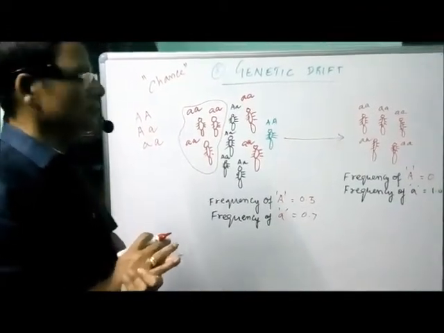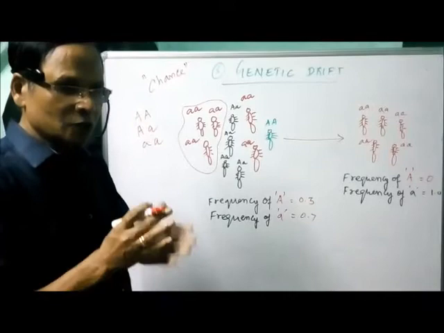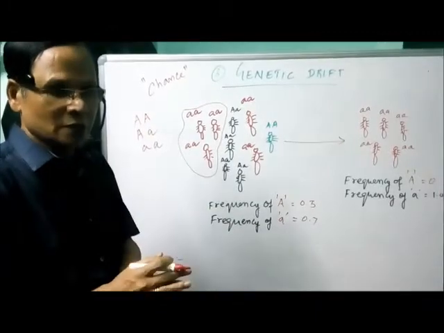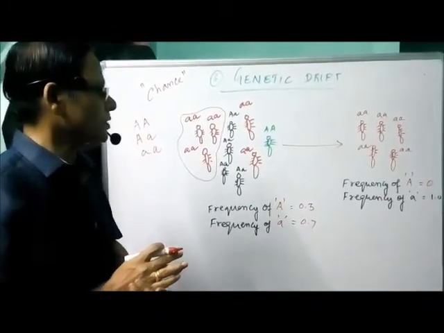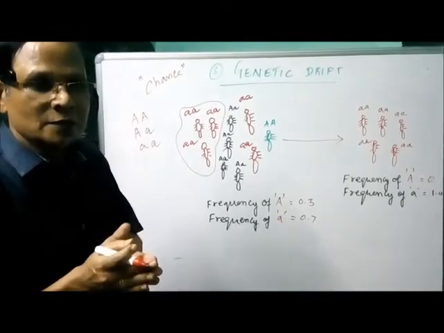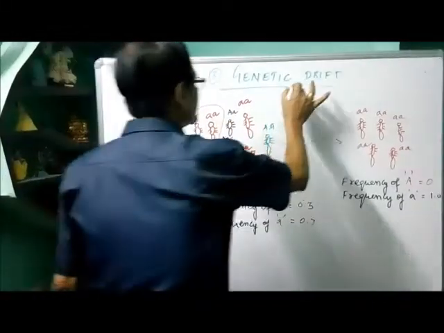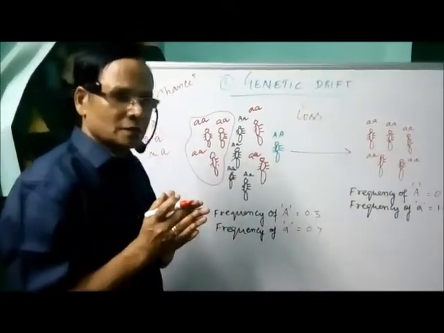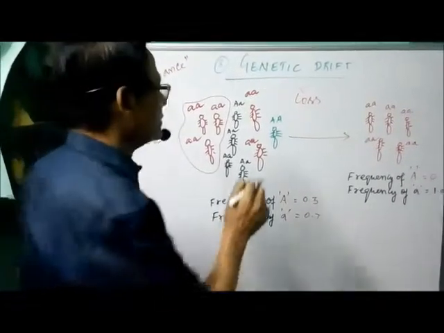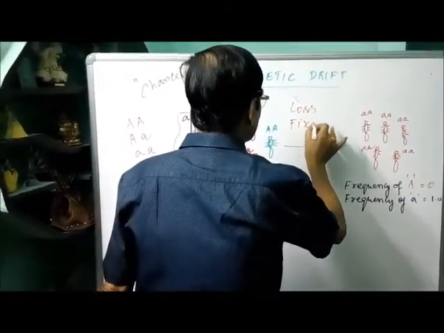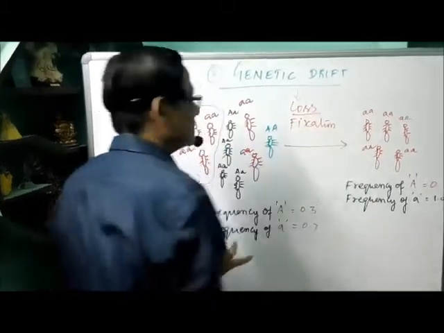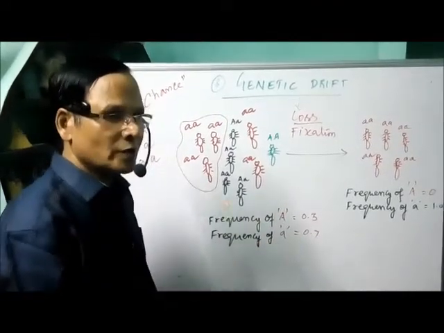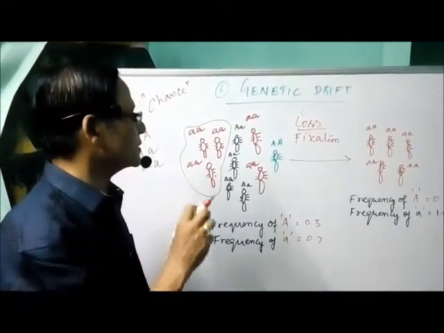Now here, genetic drift normally tends to eliminate genes. So it causes the loss of genes, including the beneficial genes, from the population. When there is a loss of genes from the population, it's called loss. And it also causes the fixation of genes, then it's called fixation. So either it removes the genes, including the dominant or beneficial genes, which is called loss, or when a particular gene is fixed in a population, that is called fixation.